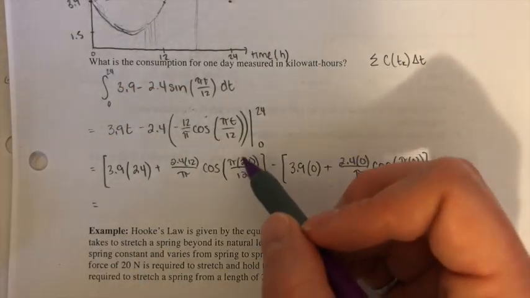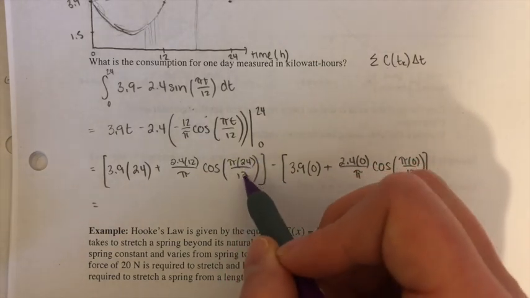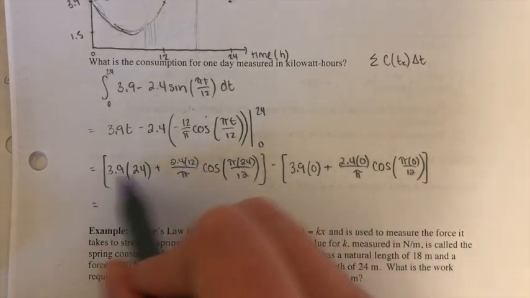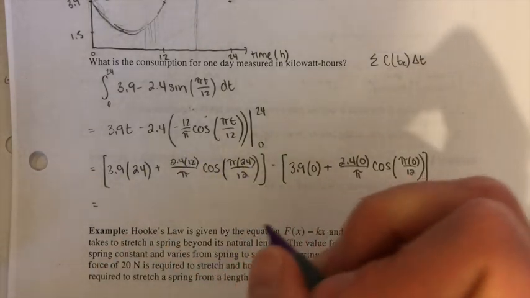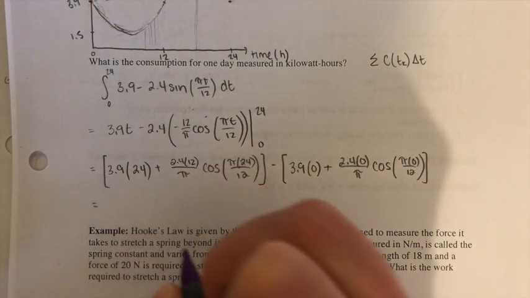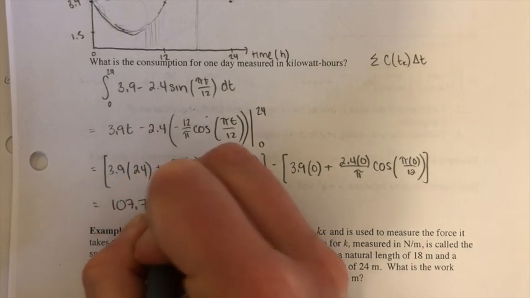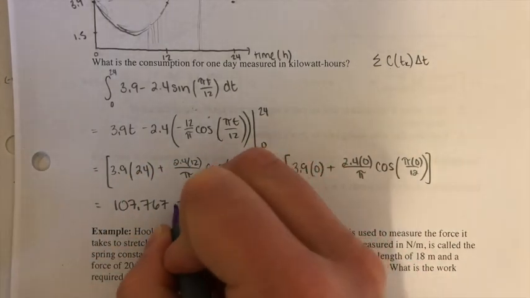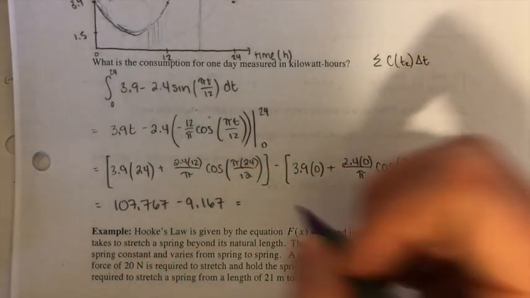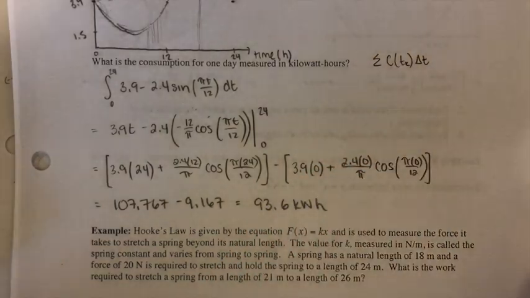So, like this we could do just off of our unit circle. 24 divided by 12 is just 2 pi, right? So this is unit circle, but this stuff does get complicated. So I'm just going to plug it all into my calculator. So I get 107.767 minus 9.167. So I get 93.6 kilowatt hours.